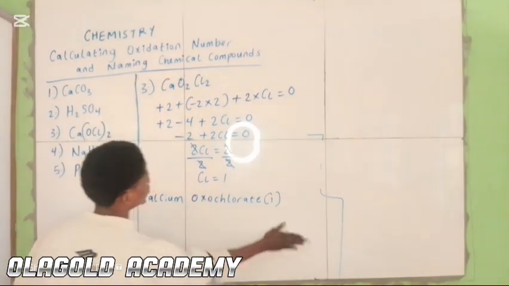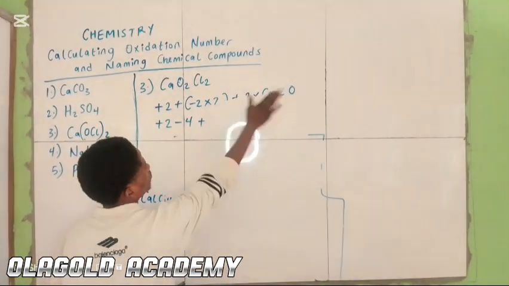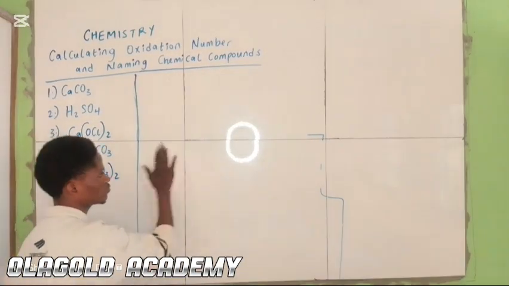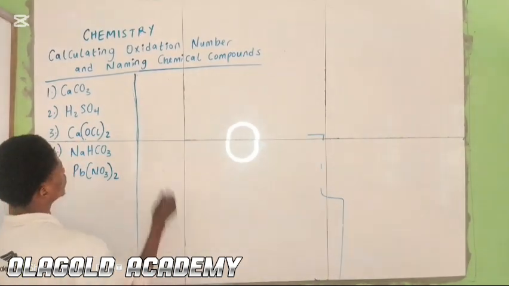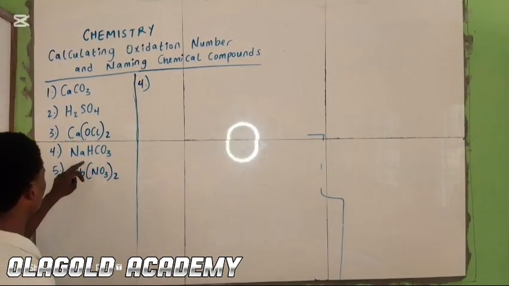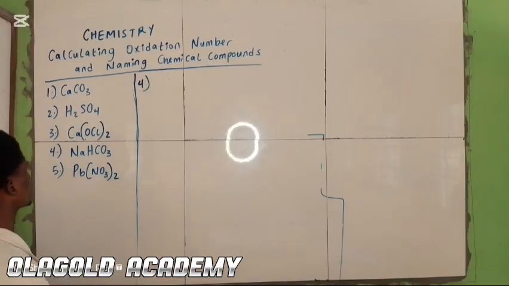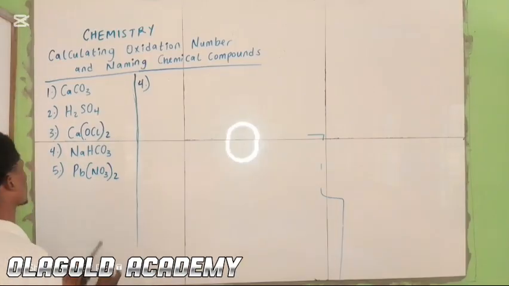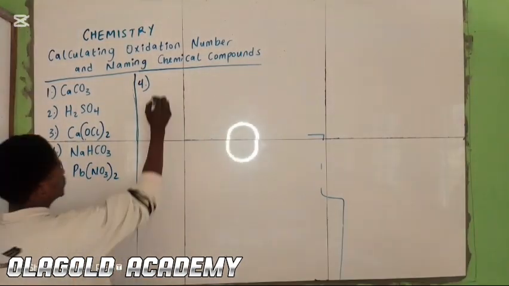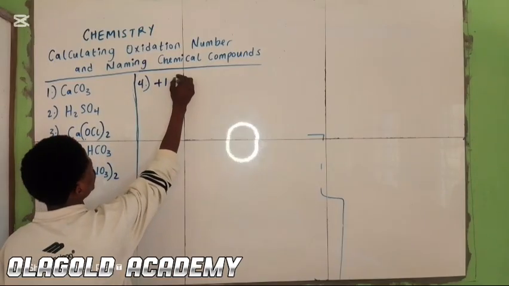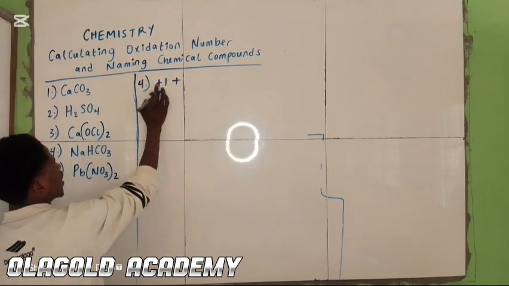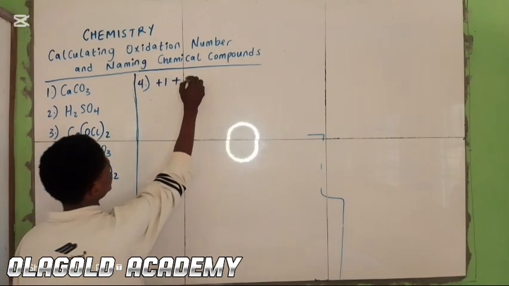Number 4, I'm having NaHCO₃. In this case, as usual, I go with my normal method. Sodium is plus 1, hydrogen is plus 1.